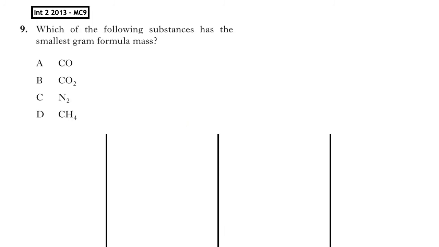I'm only going to go through one past paper question which focuses on calculating the gram formula mass for basic formula. This question is from the Intermediate 2, 2013, multiple choice 9. Which of the following substances has the smallest gram formula mass? To start with, what we would want to do is use page 7 of our chemistry data booklet to identify the relative atomic mass for each of the elements. Carbon has a relative atomic mass of 12. Hydrogen is 1. Oxygen, 16. And nitrogen, 14. The next step is for you to take the gram formula table in multiple choice answer A, B, C, and D and calculate the gram formula mass for each.